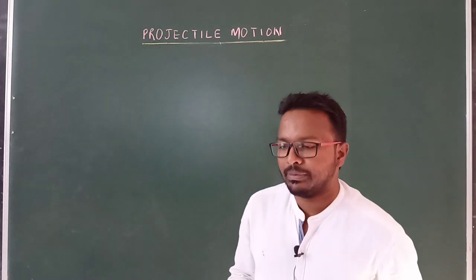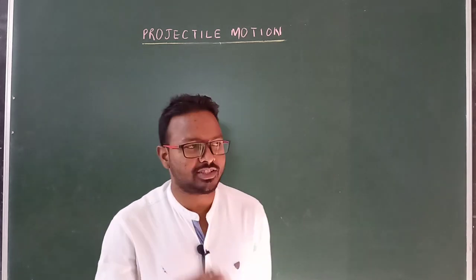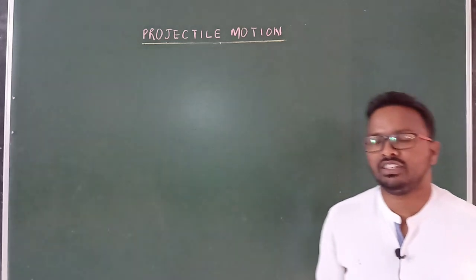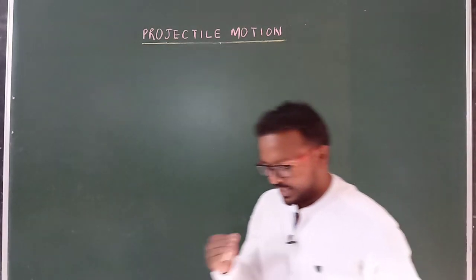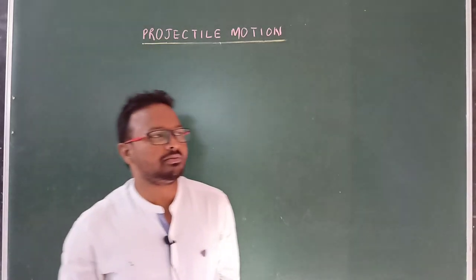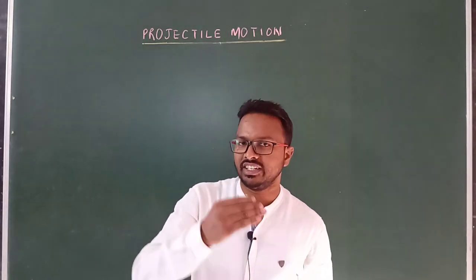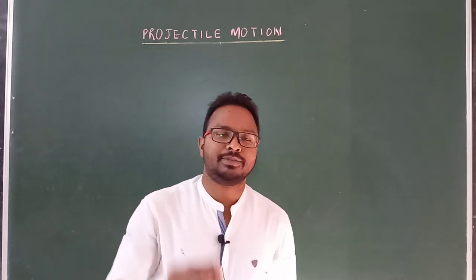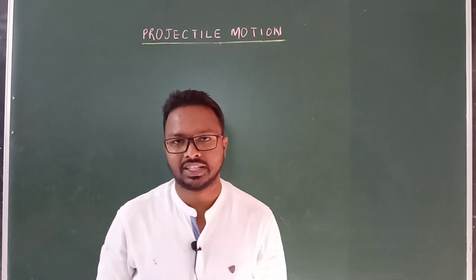Last class we discussed how to find a relation between x-axis and y-axis, and that relation is known as the equation of trajectory. This is a very important relation, and it indicates the actual position of a projectile, from x-axis to y-axis. Clear?